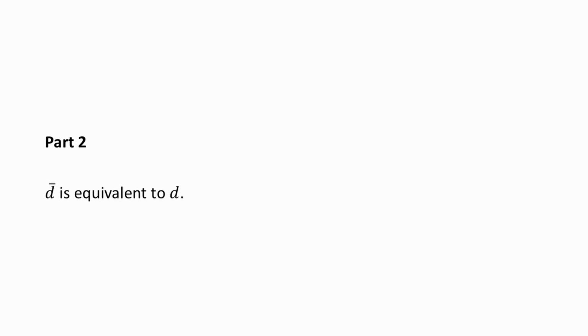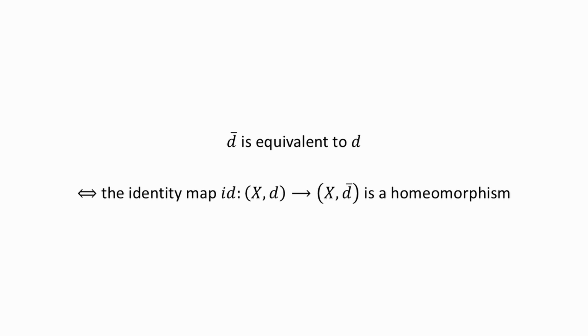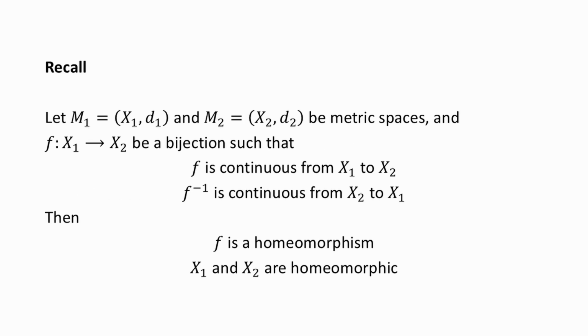Now it comes to part 2. We need to show that d bar is equivalent to d. If you remember the problem, we have another way to put d bar is equivalent to d, which is the identity map from (X, d) to (X, d bar) is a homeomorphism. Now recall, let M1 equals (X1, d1) and M2 equals (X2, d2) be metric spaces, and the function f from X1 to X2 be a bijection such that f is continuous from X1 to X2 and f inverse is continuous from X2 to X1, then f is a homeomorphism and X1 and X2 are homeomorphic.